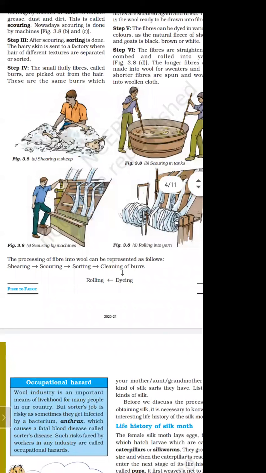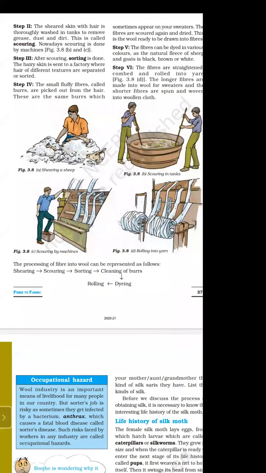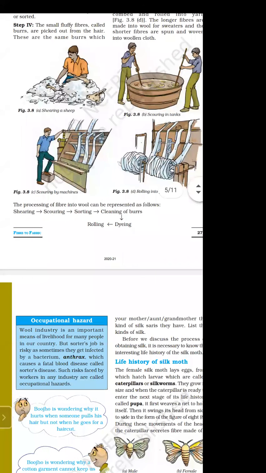And next, the last step is rolling. After dyeing, these fibers are rolled. So these are the processes. Now the topic for today is silk.